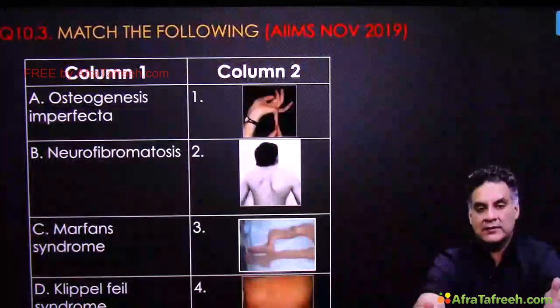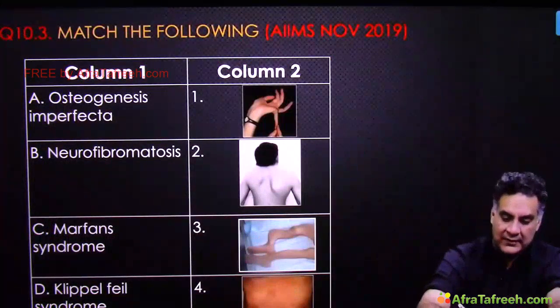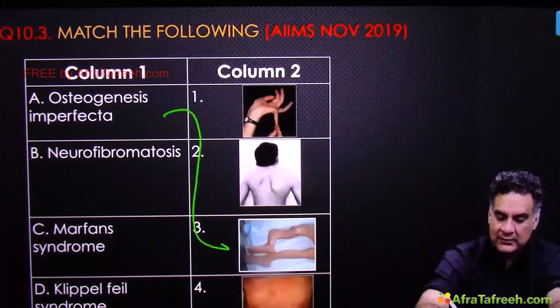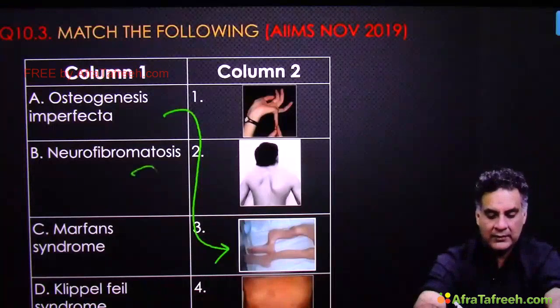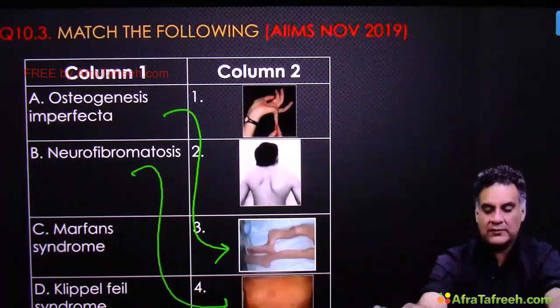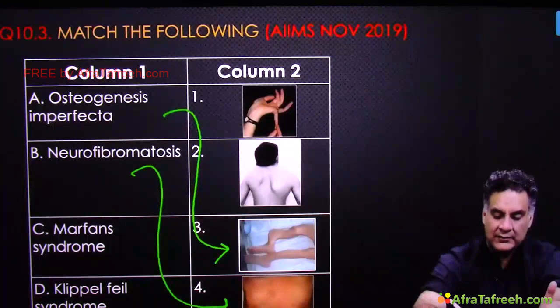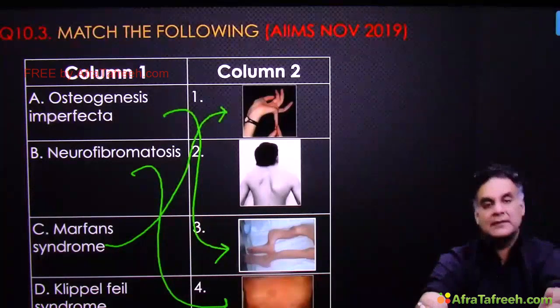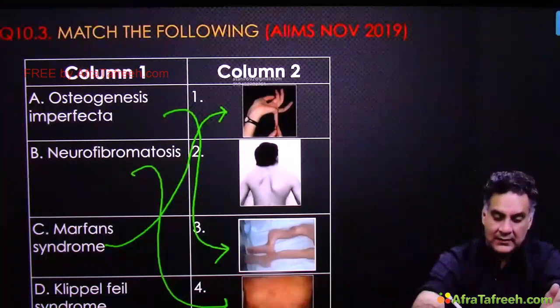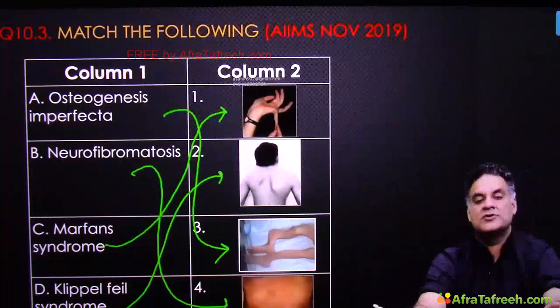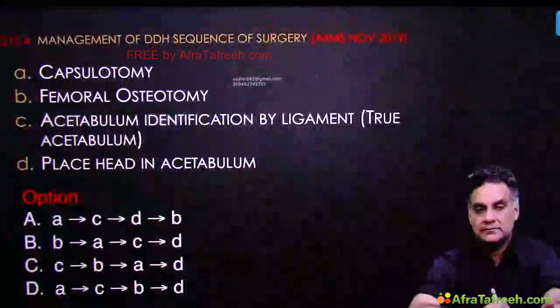Match the following. Osteogenesis imperfecta: multiple fractures will be there. Neurofibromatosis: coffee color spots will be there. Marfan syndrome: hyperlaxity will be there. Klippel-Feil syndrome: short webbed neck will be there.